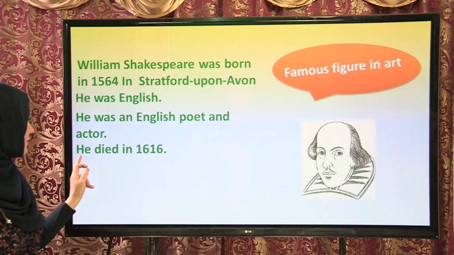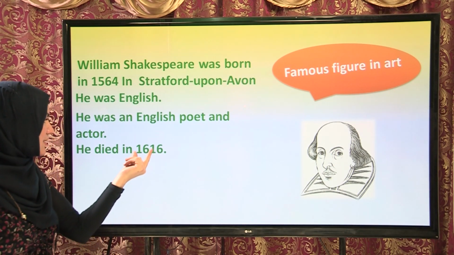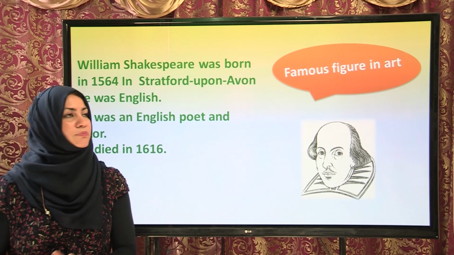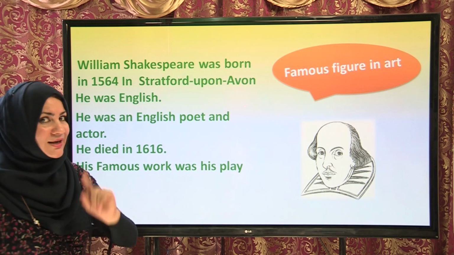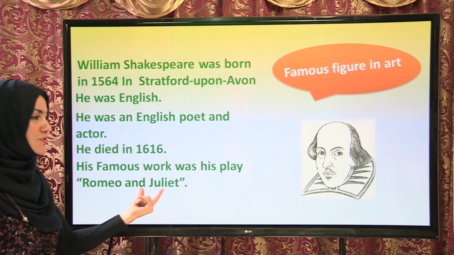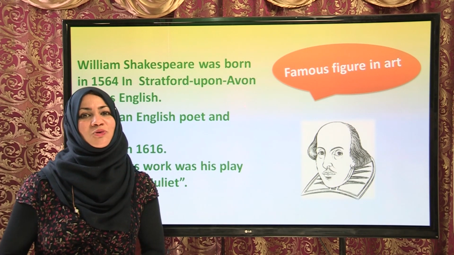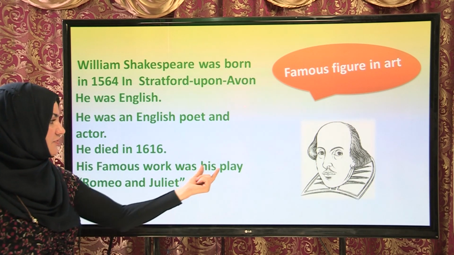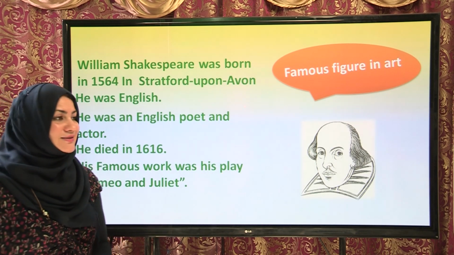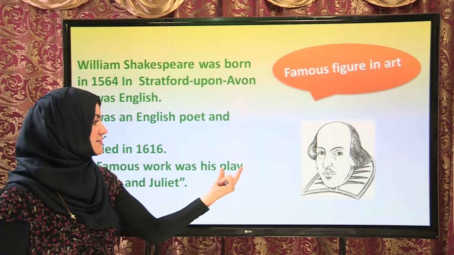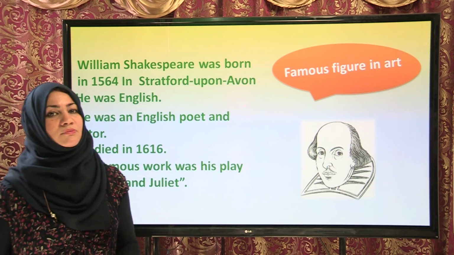He died in 1616. His death was in 1616. His famous work was his play, Romeo and Juliet. Of course, we heard about the Romeo and Juliet play. This is William Shakespeare's important, famous play. This is the last information about William Shakespeare.